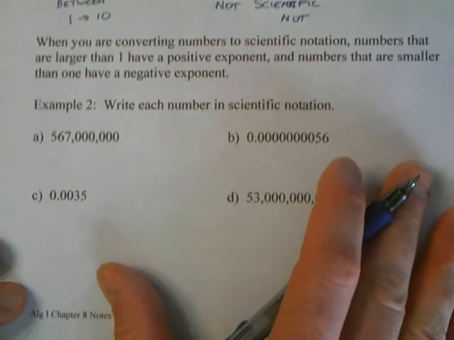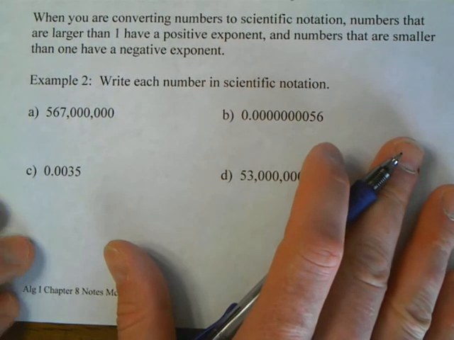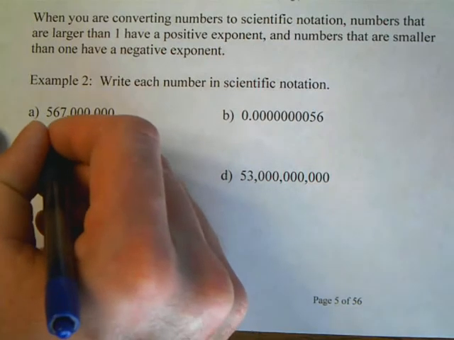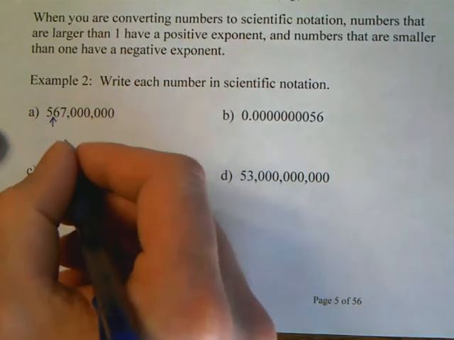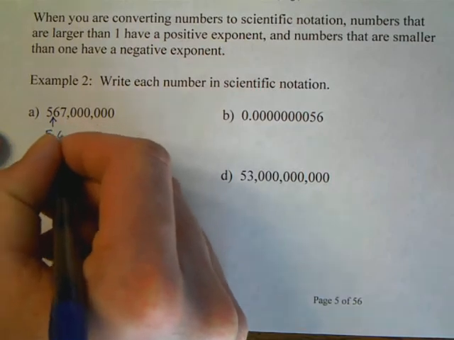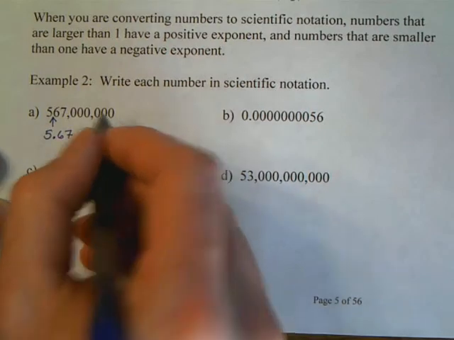So let's look down here at the bottom. How do we convert numbers into scientific notation? Well, all we need to do is move the decimal place over enough such that we're going to end up with a number, so we have our decimal point in between, making a number between 1 and 10.